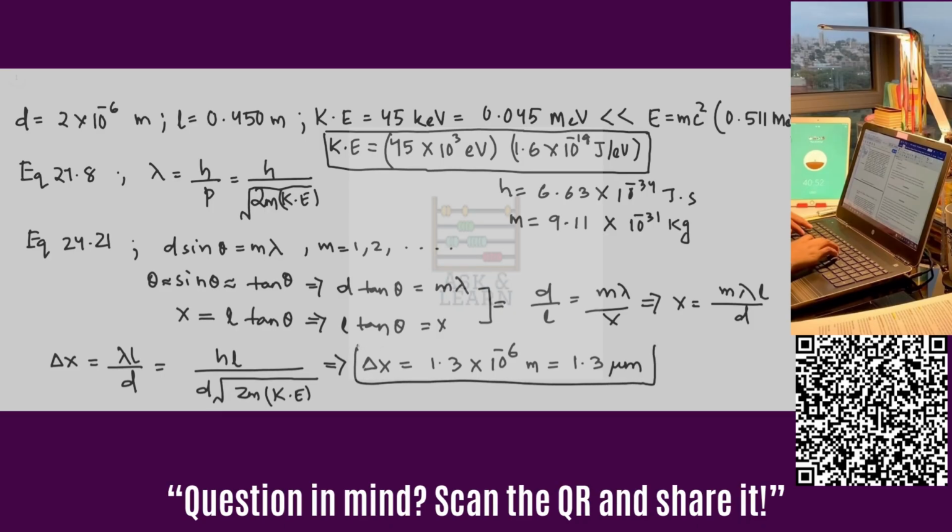Now note that while doing the calculation, make sure you convert all the units of length into meters. And obviously the energy should be in joules.